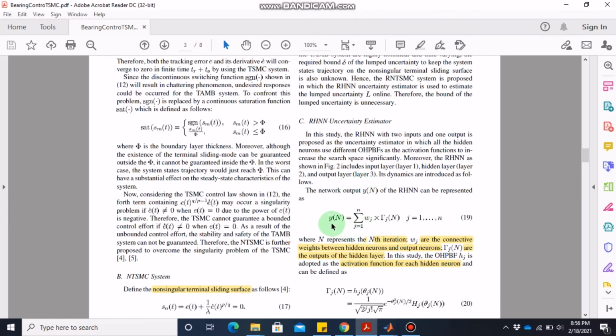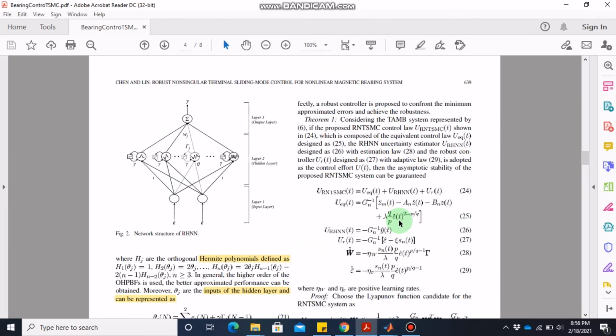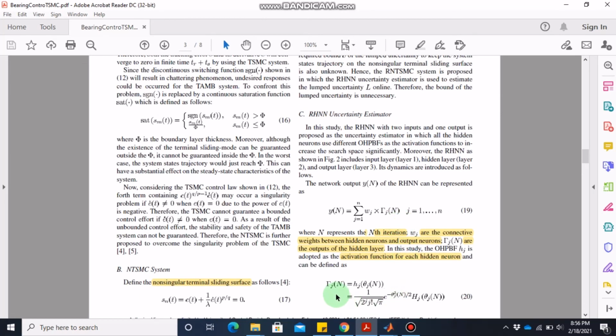So the neural network output is weights times these gamma variables. So gamma is given by some nonlinear function of these theta neurons. So h is the activation function for each hidden neuron. This is given by 1 over square root of 2 raised to the power j into j factorial under root pi, times exponent of minus theta j square. This capital N is for iteration number.